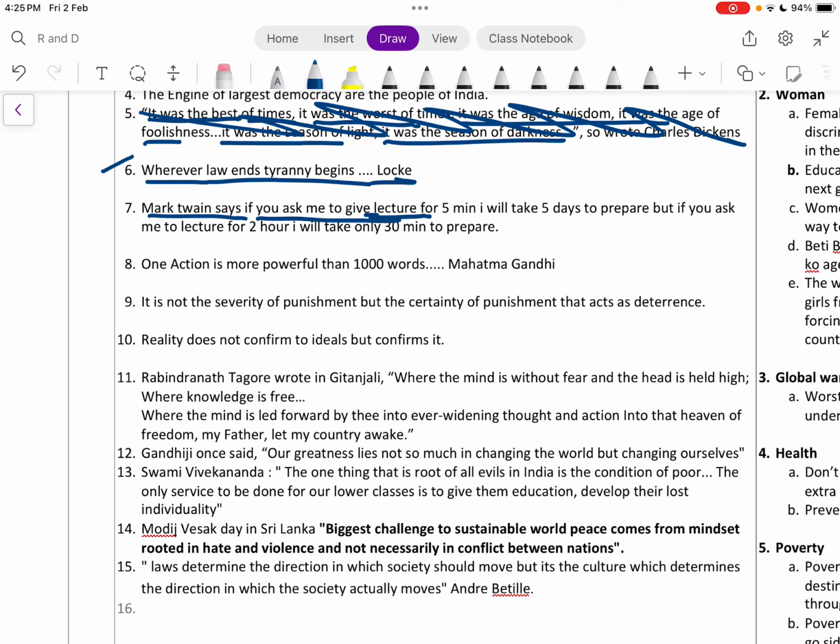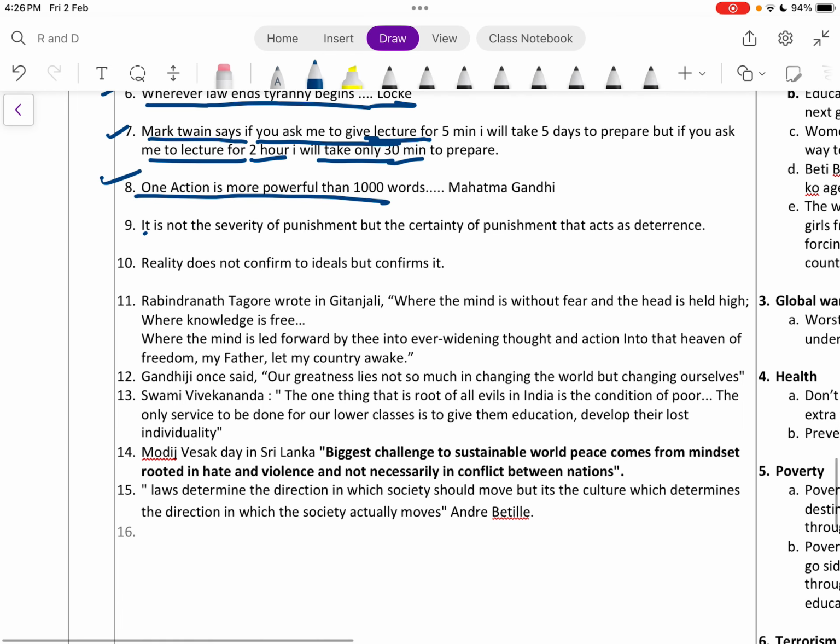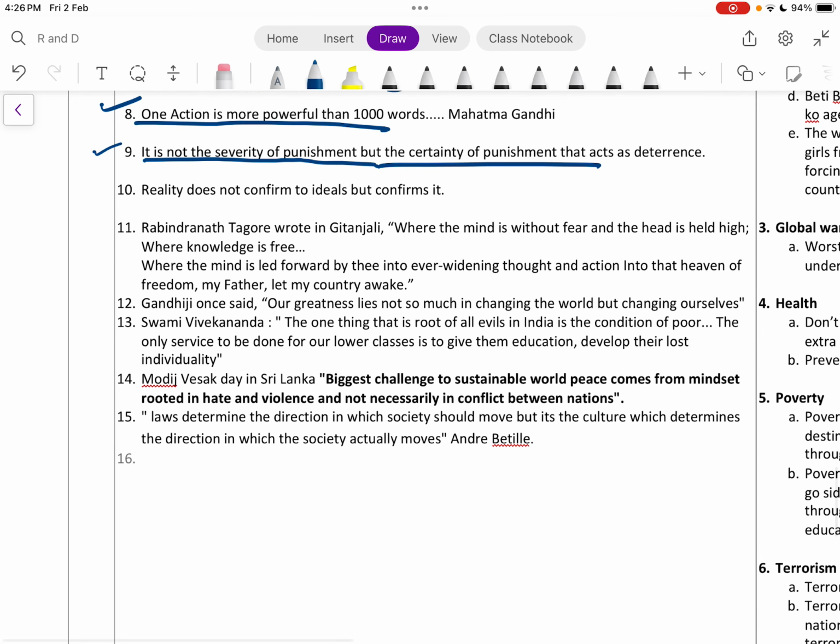if you ask me to give a lecture for 5 minutes, I'll take 5 days to prepare. But if you ask me to lecture for 2 hours, I'll take 30 minutes to prepare. Okay, one action is more powerful than 1,000 words. Yes, it is not merely the severity of the punishment, but the certainty of punishment that acts as a deterrence. Reality does not conform to idealism, but conforms it. So believe this.